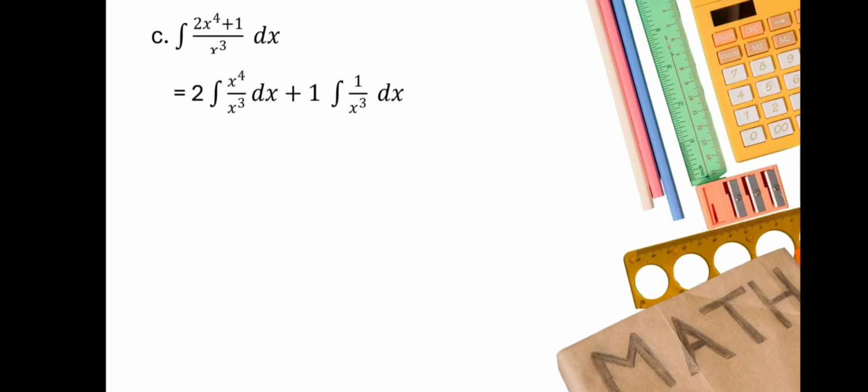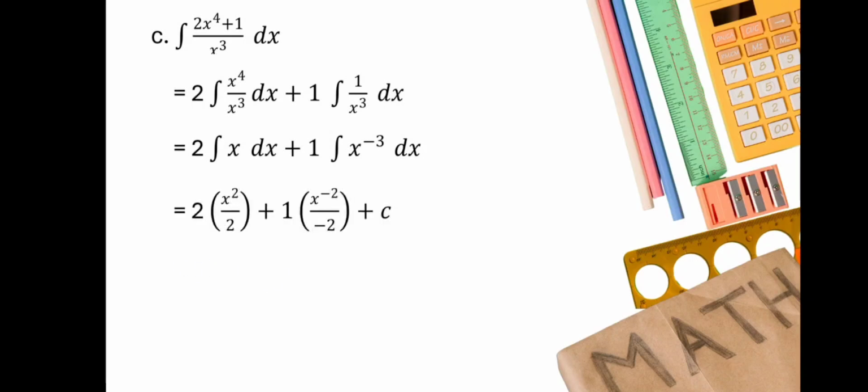So simplify the powers of x. We get 2 times the integral of x with respect to x plus 1 times the integral of x raised to negative 3 with respect to x. Then apply the power rule of integration. We now have 2 times the quantity of x squared over 2 plus 1 times the quantity of x raised to negative 2 over negative 2 plus the constant c.